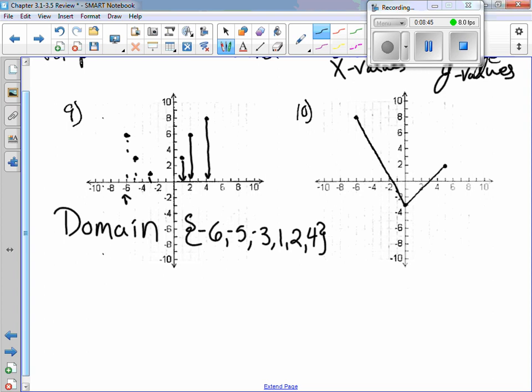So we're really looking at just the x values of these points for the domain, because the domain is going to be the x values of each individual point. So we're looking at them and listing them out. So -6, -5, -3, 1, 2, 4 would be the domain. Any questions on this here so far? We go with domain.